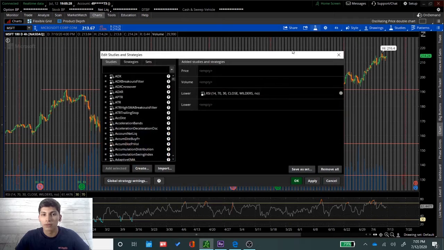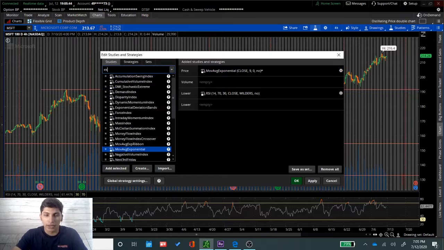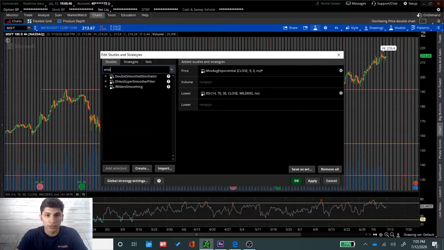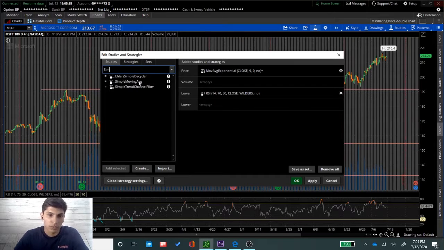So let's start here. You're going to type in exponential, and you're going to get it right here. Moving average exponential, that's what it's short for. And you're going to add it, and you're going to add smoothed. I think it might just be SMA. No. It's simple moving average on here, but it's the same thing.